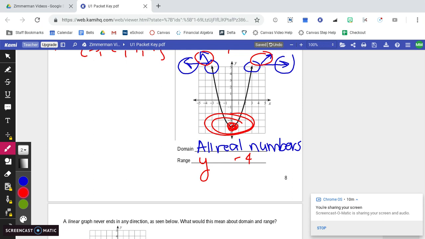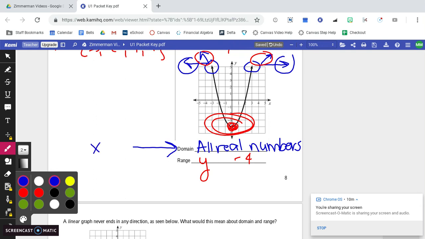If we say all real numbers, like our domain problem, we don't really need to specify our variable. You could say x belongs to all real numbers, but the y is either down at -4 or above it. It keeps going up from -4. So that would mean all of the y's are greater than or equal to -4.